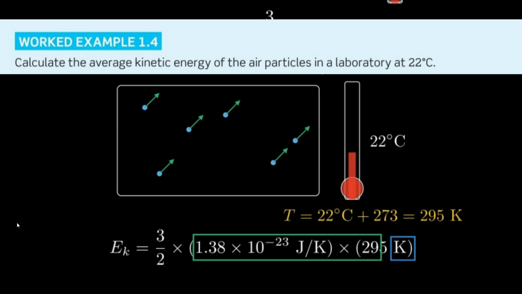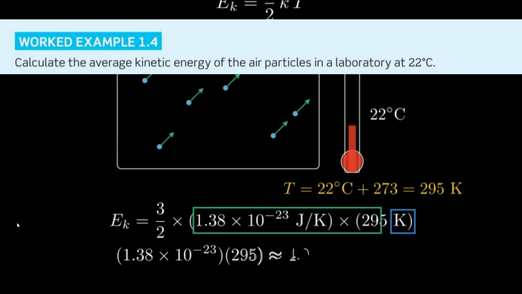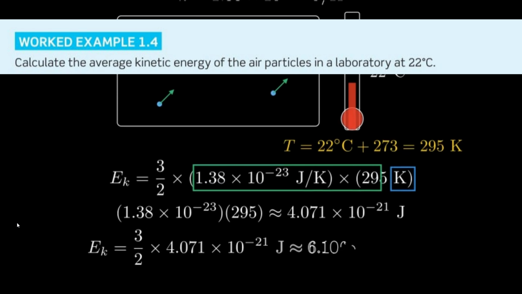Now we substitute into the formula. We take 3/2, multiply by 1.38 times 10 to the negative 23, and multiply by 295. When we calculate this, we get 6.1 times 10 to the negative 21 joules. So this tells us that each air particle has an average kinetic energy of about 6 times 10 to the negative 21 joules at room temperature.